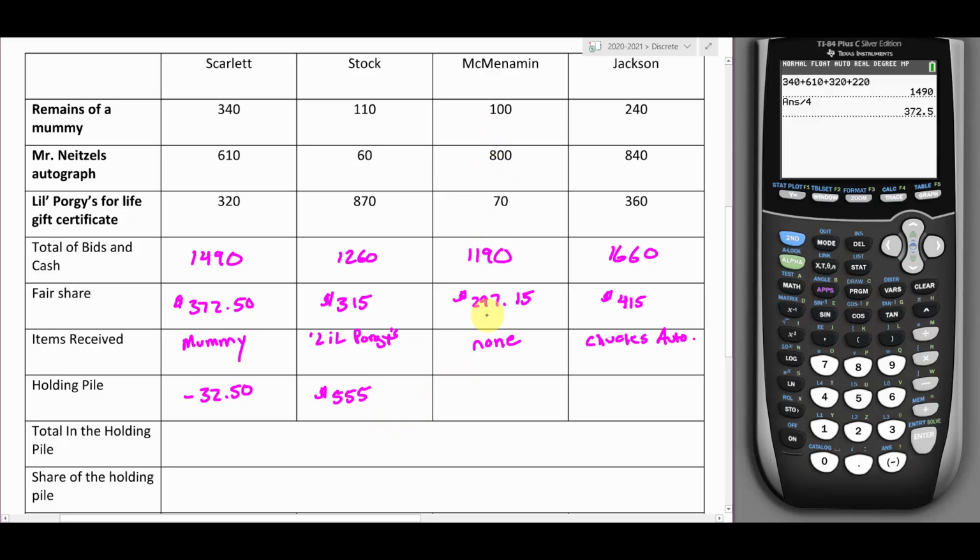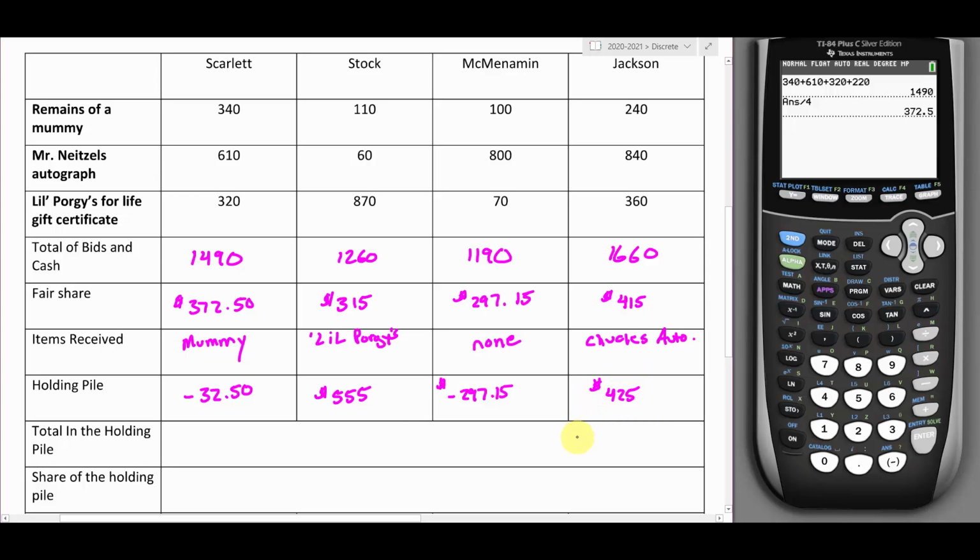Now McMenamin, right? She didn't receive any items, so she's going to receive her fair share from the holding pile. So she gets $297.15 from the holding pile. All right, then we do the same thing for Jackson over here. You got Chuck's autograph, and that was worth $840, which is way more than his fair share. So we subtract the two, and we find out that he's going to pay $425 into the holding pile.